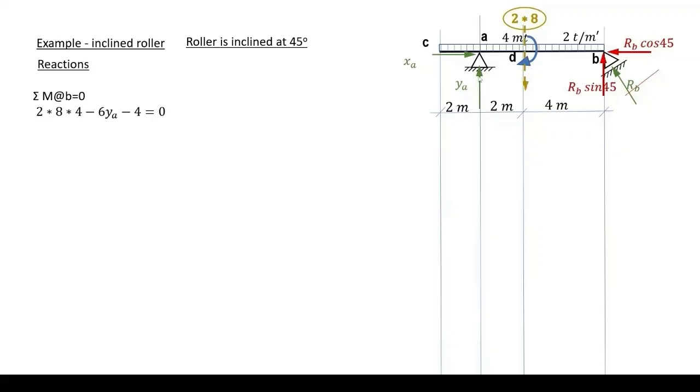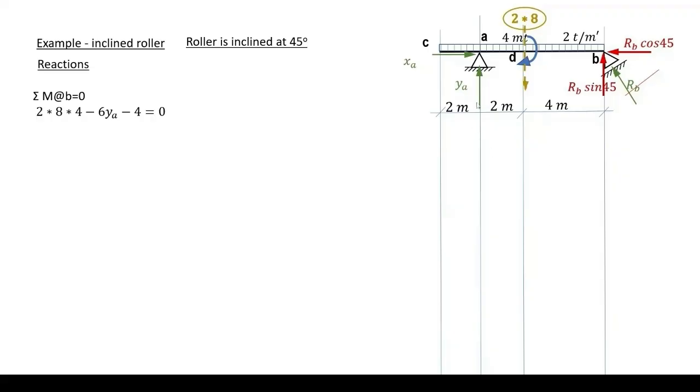To get the reaction YA, we consider moments about B. We consider 2 by 8 multiplied by the arm of this force, 4 meters, to be a moment about B. So it will rotate in this sense, counterclockwise. Therefore, all moments rotating about B in the counterclockwise will be considered positive and vice versa.